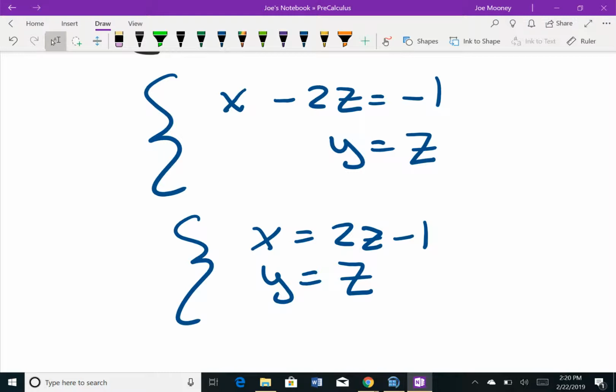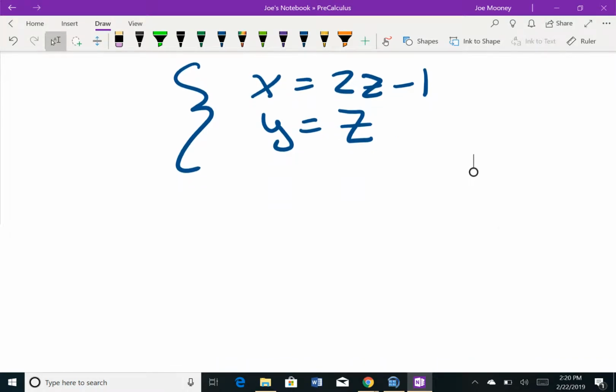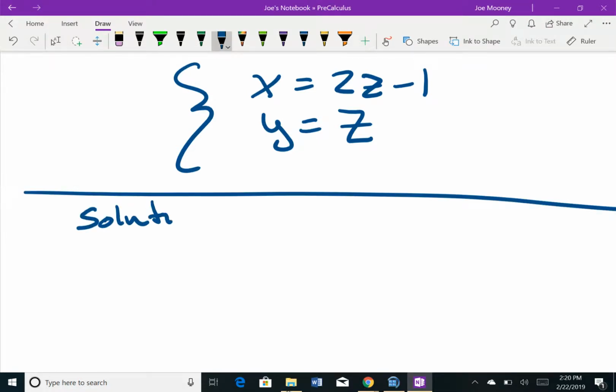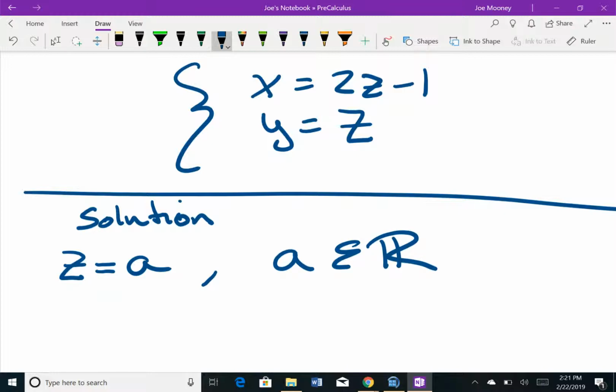So look what we have. We have x and y dependent on what? Z. X and y are dependent on z. So the solution to the system becomes, let's write this. Z is going to equal A, and A is an element of the real numbers. So any number, not imaginary, right? So X and Y are going to be defined by Z.